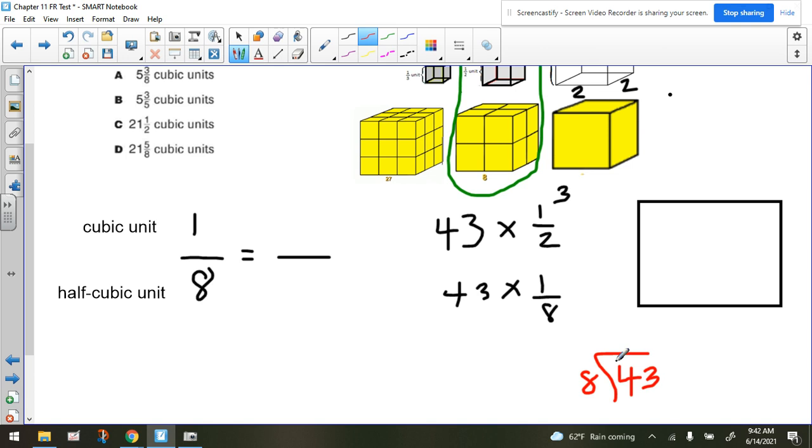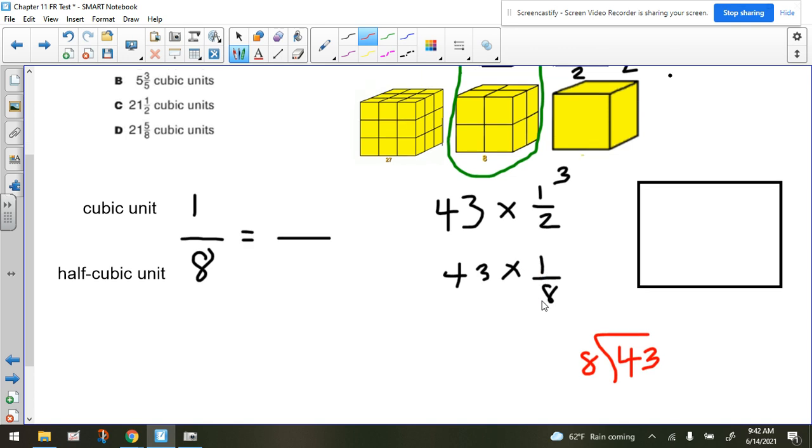Make sure you're carefully subtracting and do the algorithm rather than using a calculator to make sure that you choose the correct choice. All right, good luck finishing that up.